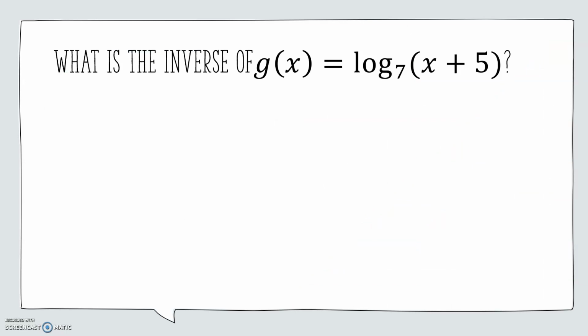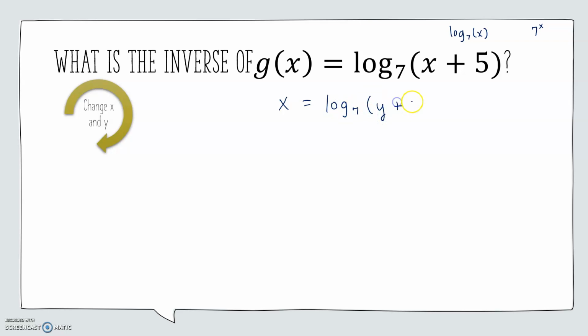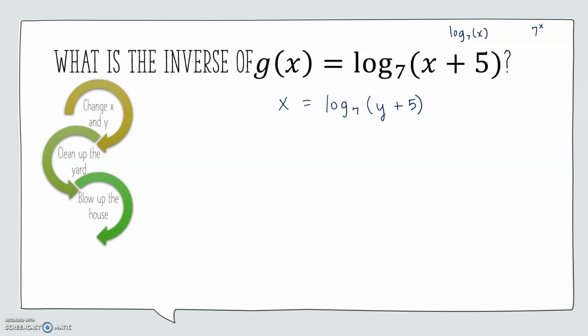Okay, if we're going to do the inverse when we have a different base, it's okay because now we know that the inverse of log base 7 is going to be 7 to the x. So what we do is still the same steps. We're going to change x and y. So this becomes x equals log base 7 of y plus 5. And then we clean up the yard. For this problem, there's nothing in the yard, so we don't need to clean up the yard. And the next thing is we blow up the house.